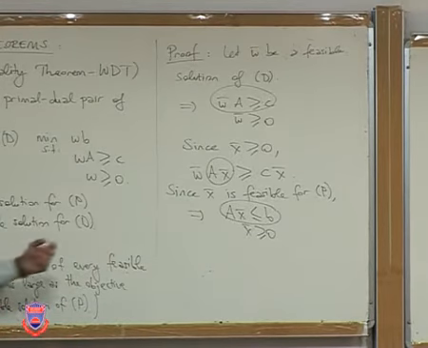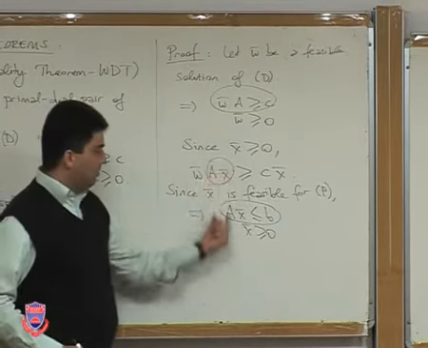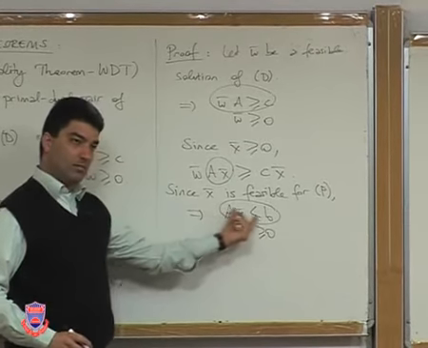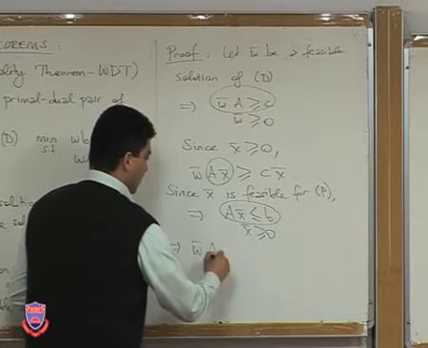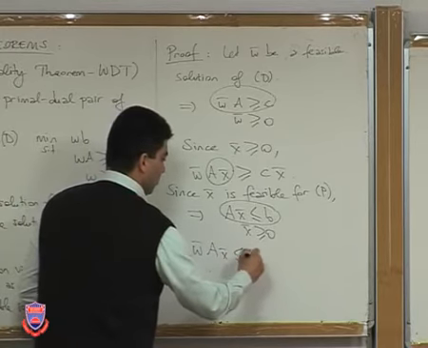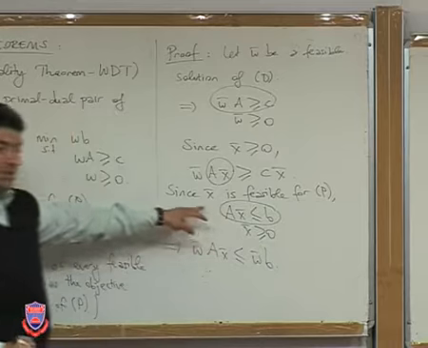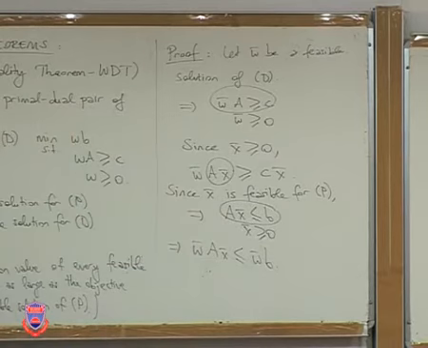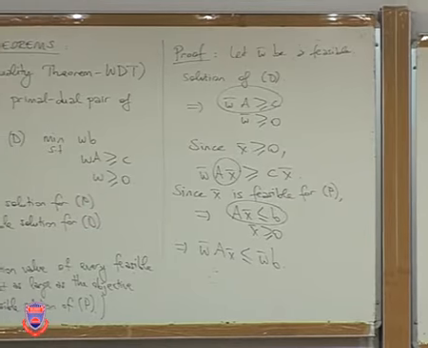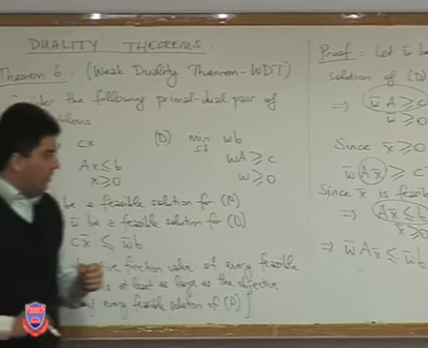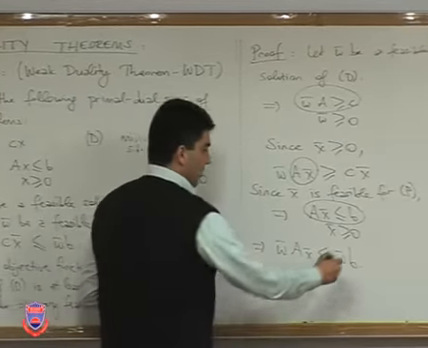Since W bar is non-negative, I'm going to multiply both sides by W bar over here. So this implies that W bar times A times x bar will be less than or equal to W bar times b. I'm just taking the first inequality and multiplying both sides from the left by W bar. I'm allowed to do that because W bar is non-negative, so the inequality does not change direction. Now all I need to do is combine these two inequalities.